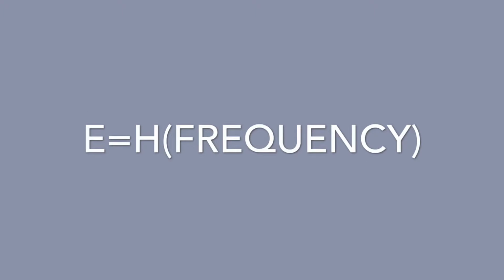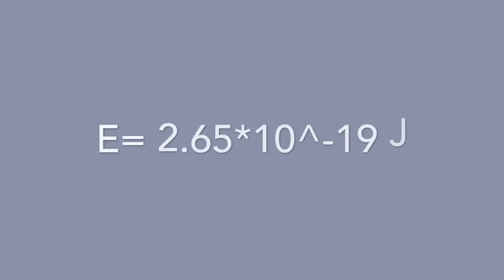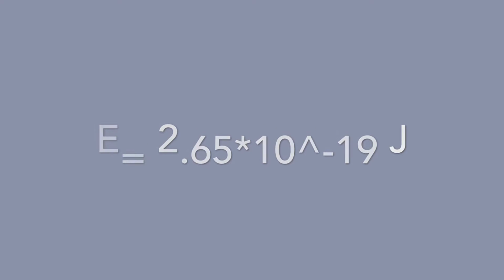To find energy, we Googled the frequency of red light and took it times Planck's constant, 6.63 times 10 to the negative 23rd. We then found the energy.